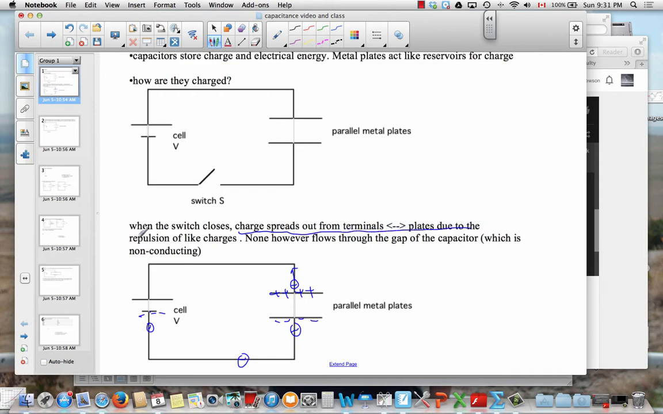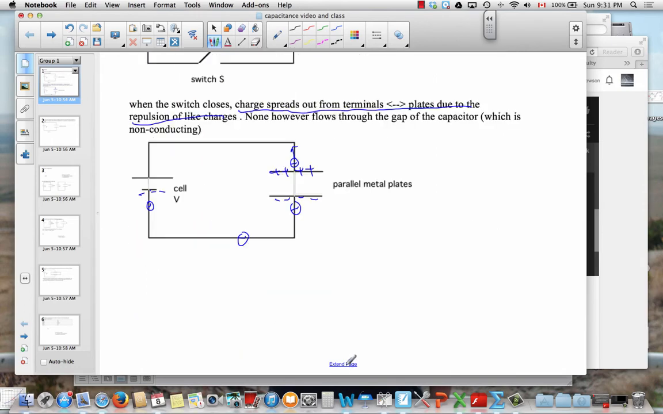repulsion of like charges. Now, in all of this, there's nothing flowing through the gap. There's just charge arriving on this plate and charge leaving that plate. Eventually, of course, that charge flow will stop, because as the minuses build up here, they'll start to develop some repulsion due to all these minuses. So these minuses will stop the minuses in the wire from flowing.